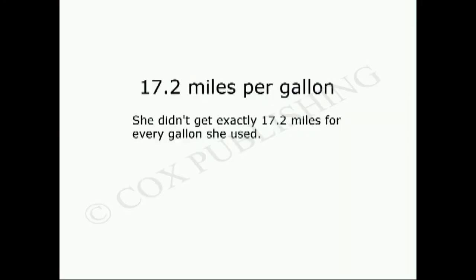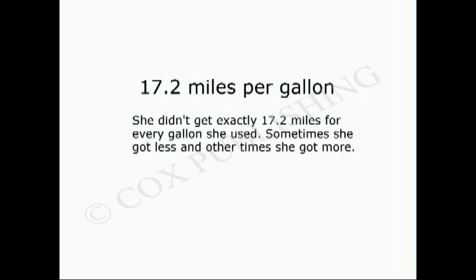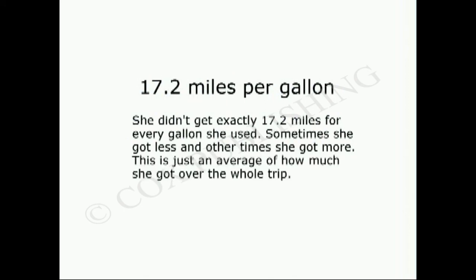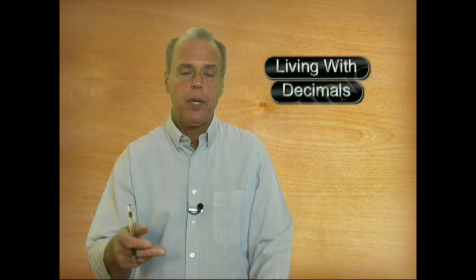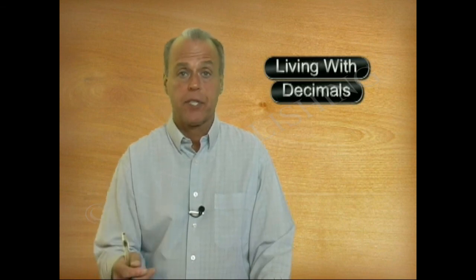That's correct. Now she didn't get exactly 17 2/10 miles for every gallon she used. Sometimes she got less and other times she got more. This is just an average of how much she got over the whole trip. It would be the same as if she got 17 2/10 miles for every gallon she used. Now let me put up some word problems to see if you can now solve them.